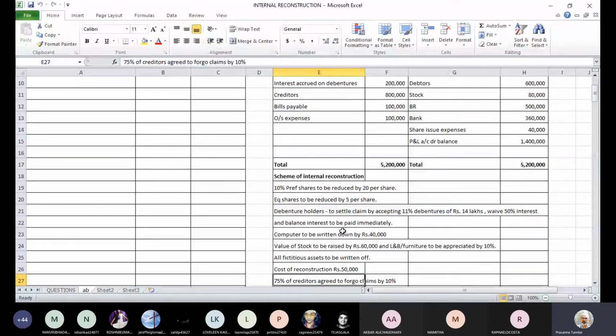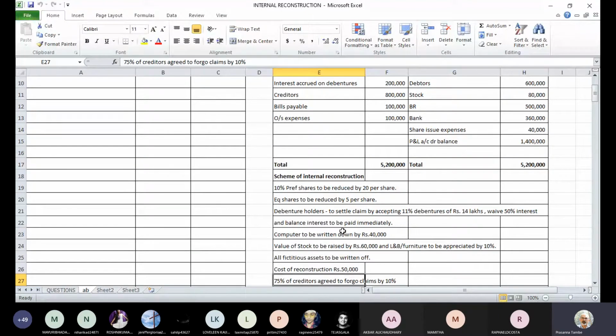Now we are also given the details of various transactions which have happened under this particular scheme. It says that 10% preference shares to be reduced by 20 per share. So there is a reduction in preference share capital by 20 rupees per share. Similarly, equity share capital is also reduced by 5 rupees per share. So both equity as well as preference shareholders have agreed for some capital reduction. So we will see how this process takes forward for the accounting.